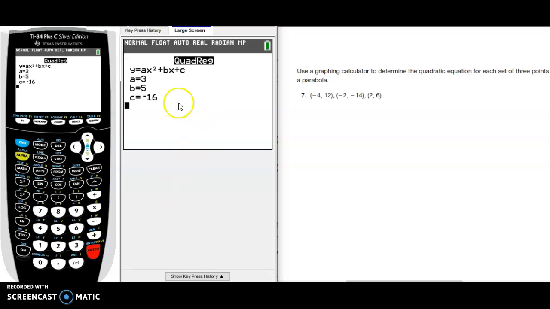Then you will see a quadratic equation listed in standard form at the top of your screen, and it will tell you that A is 3, B is 5, and C is 16. So if you graph these 3 points, the parabola that goes through them will be y equals 3x squared plus 5x minus 16. And that's all you have to do to create a quadratic equation using your graphing calculator.